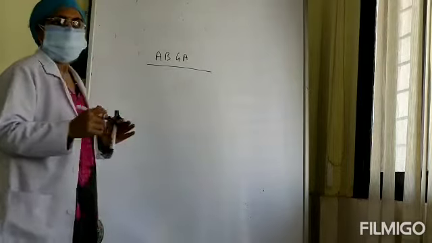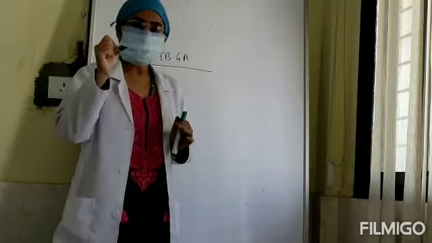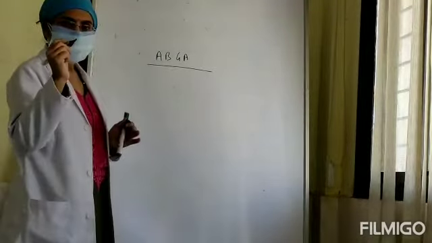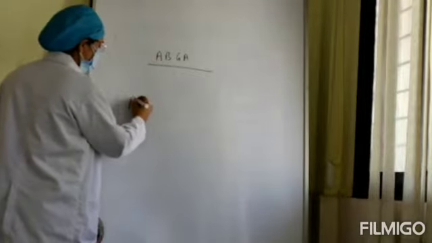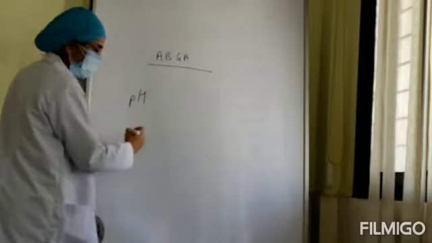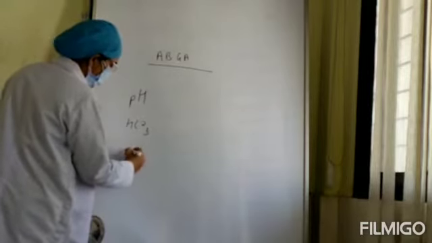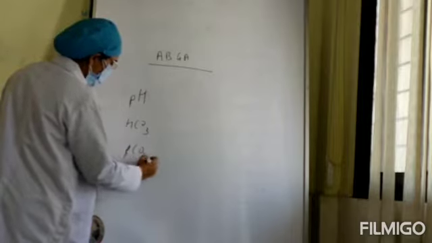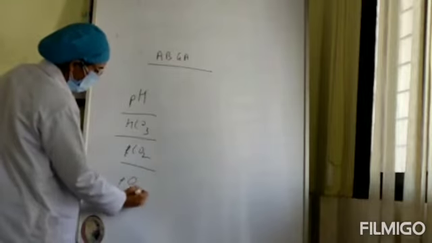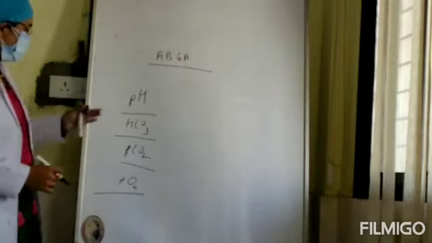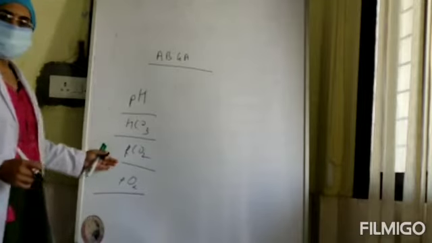Okay, so there are certain steps in looking at the ABGA. The first step is, first of all, you must know what parameters we see in the ABGA. So what are the basic parameters in ABGA? The pH, bicarbonate, then PCO2, and then PO2. On the basis of these parameters, we are supposed to decide what is the problem in the child.